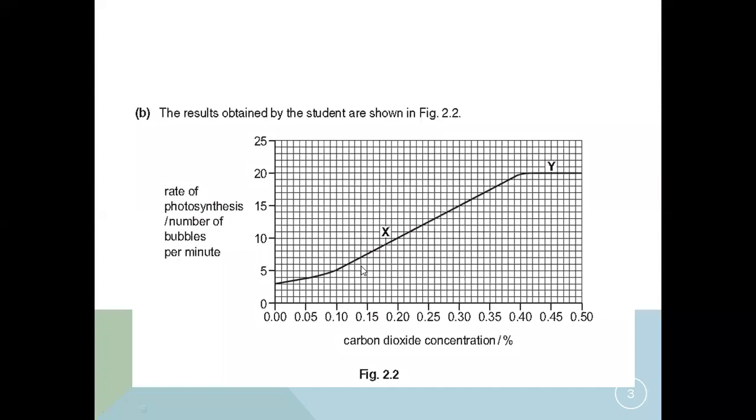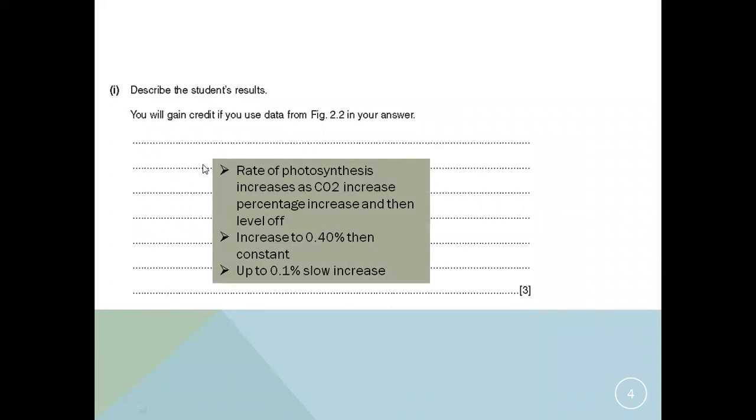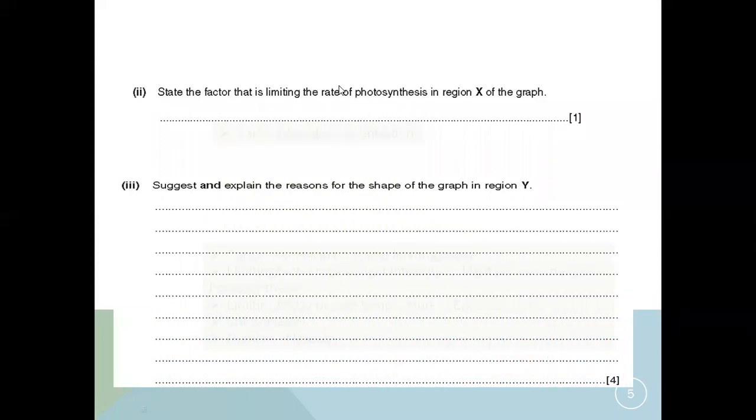Now you just check the slide. Okay, so another one is this description. The rate of photosynthesis increases as carbon dioxide percentage increases, then levels off. It increases up to 0.40 and then the rate becomes constant. Up to 0.1% there is a slow increase. If you see the graph, the increase was slow up to 0.1%, but after that it increased further. Okay, meaning the rate becomes steeper.